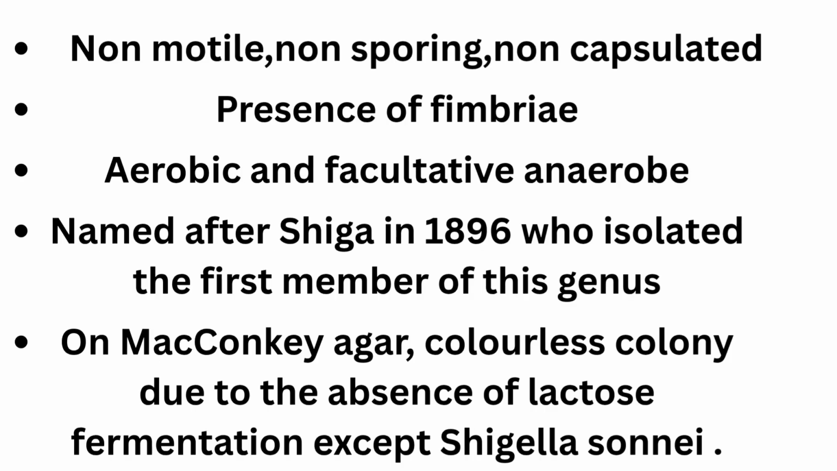Next are the characteristic features of Shigella. They are non-motile, non-sporing and non-capsulated. Then fimbriae are present. Fimbriae help in the attachment to various surfaces. Then next point is it is aerobic and facultative anaerobic, that is, they can grow in presence or absence of oxygen.